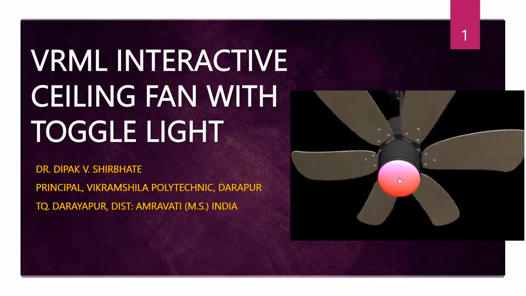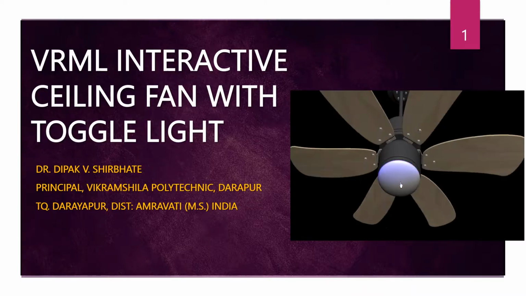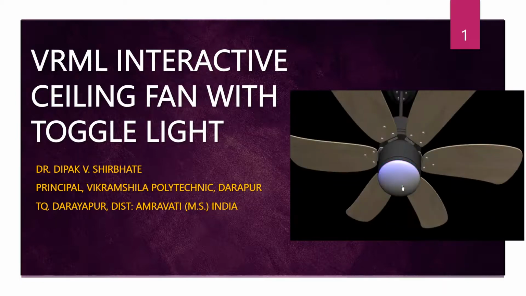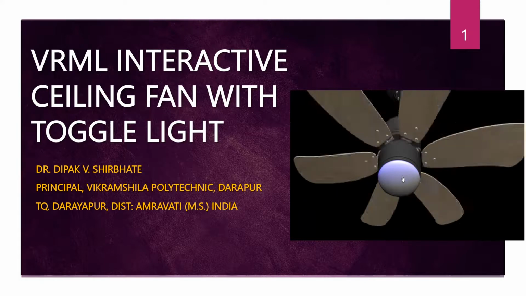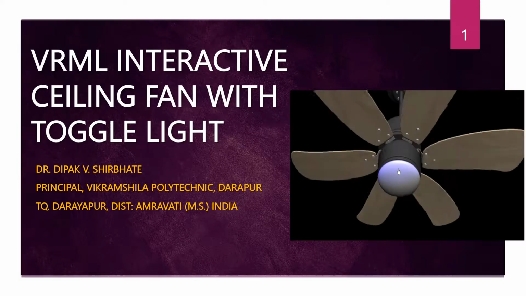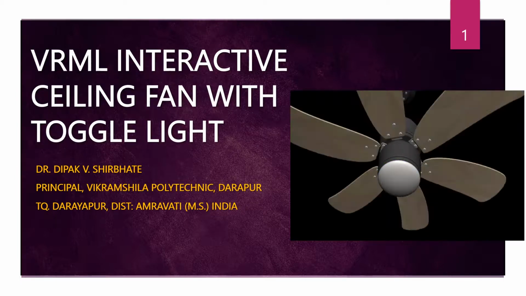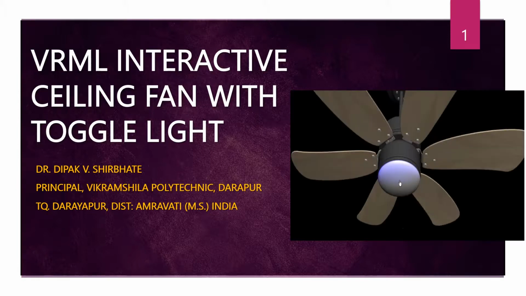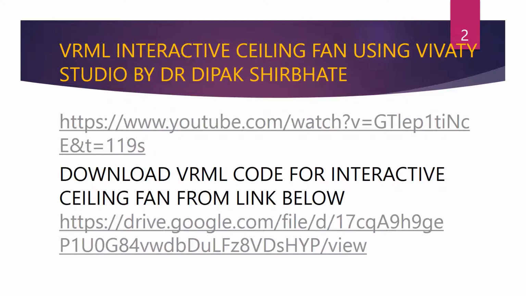And today I'm going to demonstrate to you a virtual reality modeling language interactive ceiling fan with toggle light. On my right, you can see how that toggle light is operating. When I take the mouse cursor onto the light below the ceiling fan, it becomes slightly blue, and when I click on that light, it becomes red. So two colors will be there, red and blue. Let us start with the exercise.